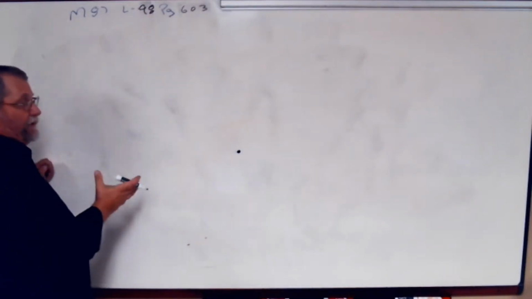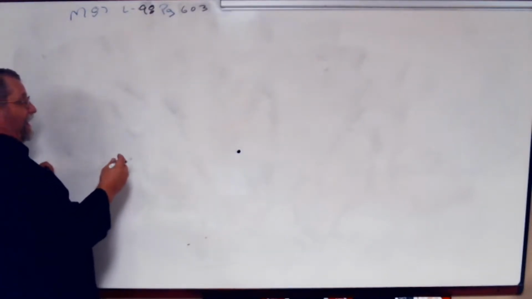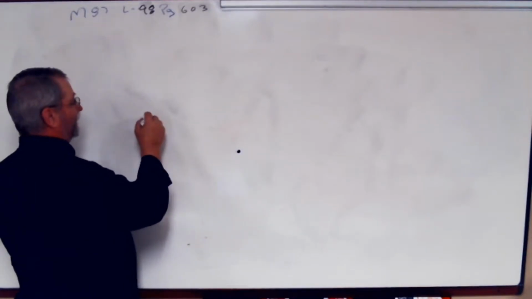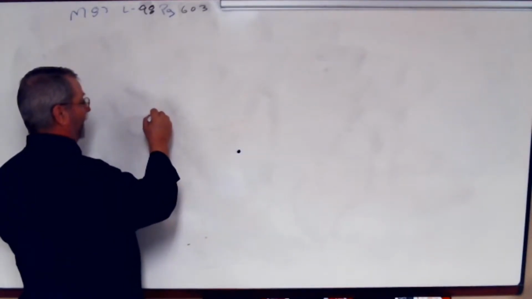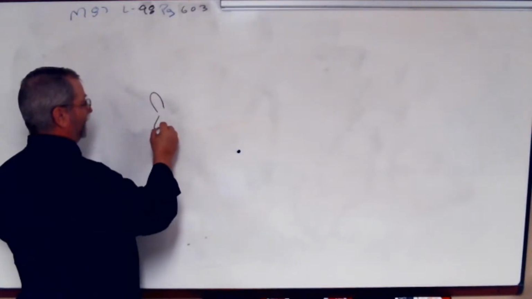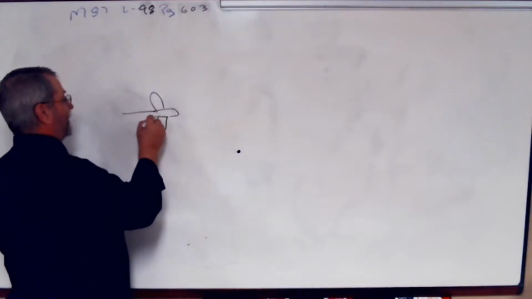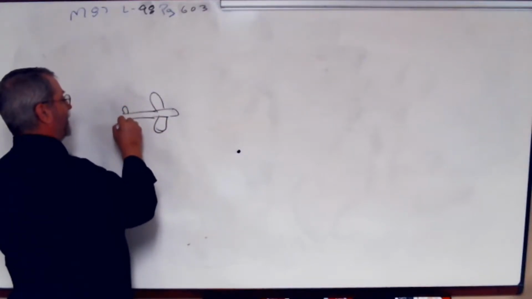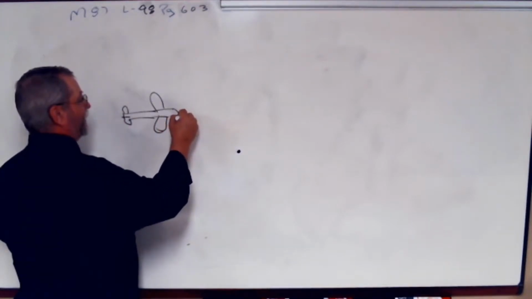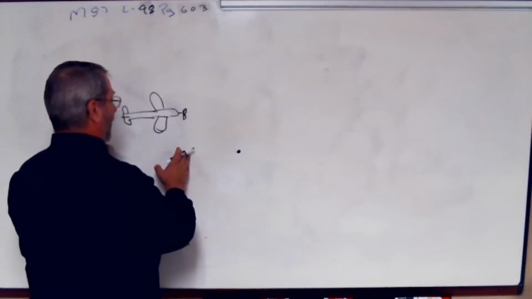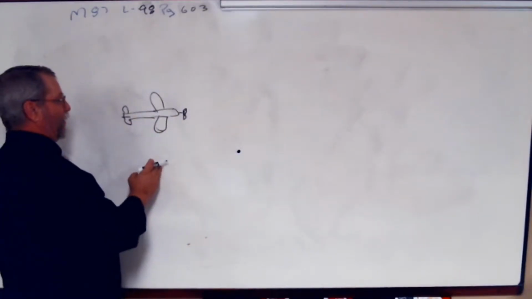When I was a kid, I used to build models all the time. Let's say I built a model of an airplane. My little airplane looks like this. Here's my airplane, and here's the propeller. Now this is a model, and it's small enough that I can hold it.